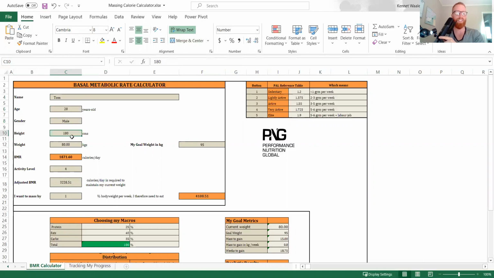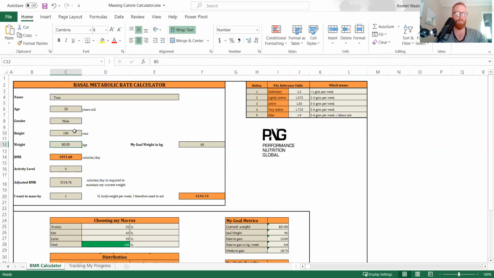You put in your height in centimeters. If you are 1.9 meters, you don't put 1.9, you put 190. That is because the equation running in the background here is running off centimeters and not meters. And you have to put in your weight in kilograms. So if you have your weight in pounds, you divide that by 2.2.